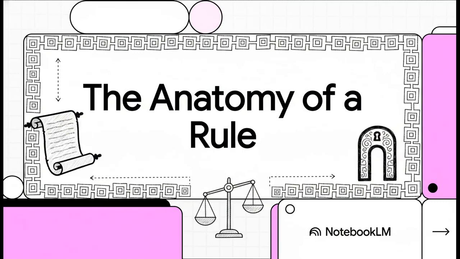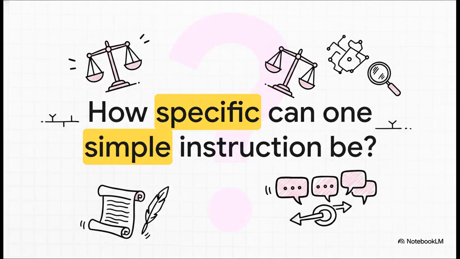Today, we're going to do something pretty cool. We're going to take one simple instruction from an ancient text and watch how it just explodes into this incredibly detailed set of rules. It's honestly a masterclass in precision. So let's start with that question. How specific can one simple instruction really be?